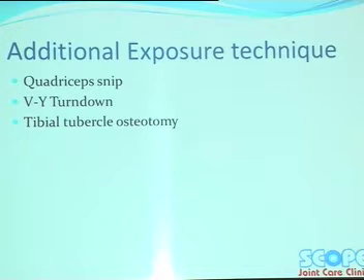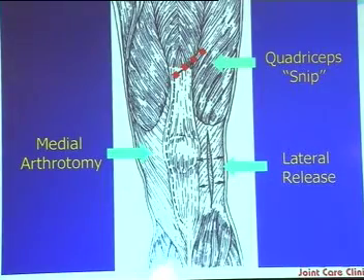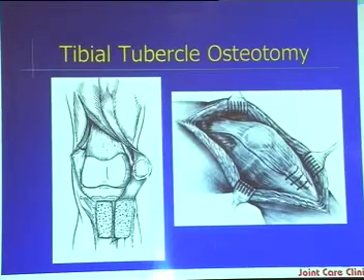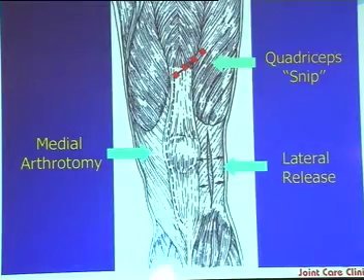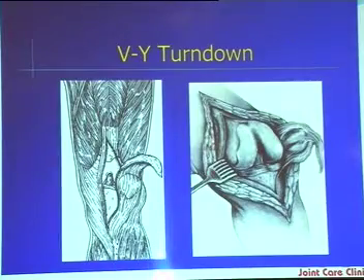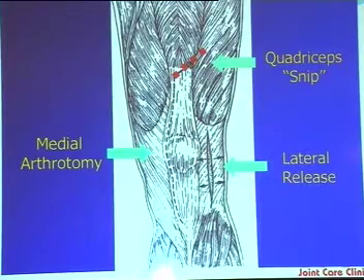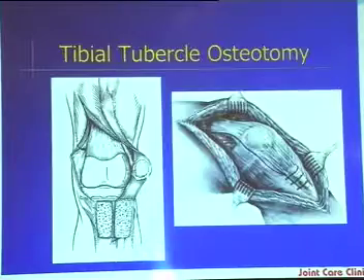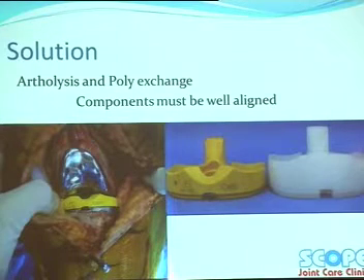As Dr. Goel has already mentioned, these are the additional procedures which can be done to ease the extensor mechanism stress. Most people are not using VY-plasty now. We get away with quadriceps snips most of the time, and if a total component revision is required with a stemmed implant, you might go for the tubercle osteotomy.